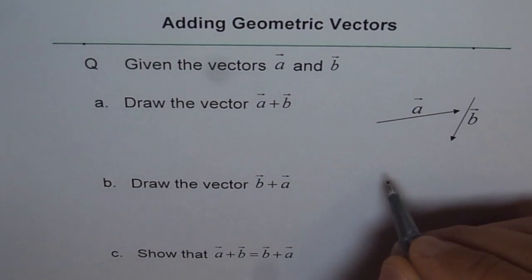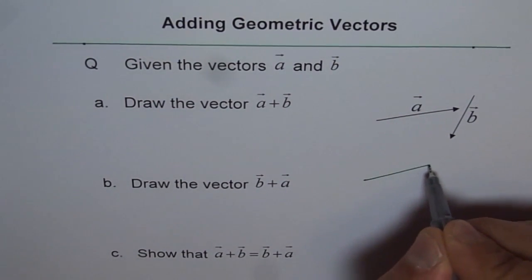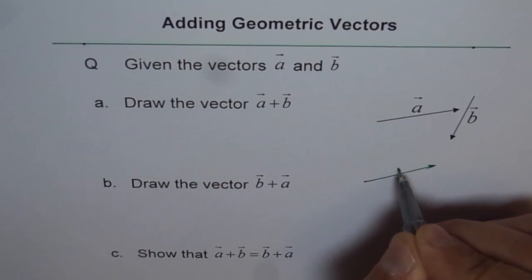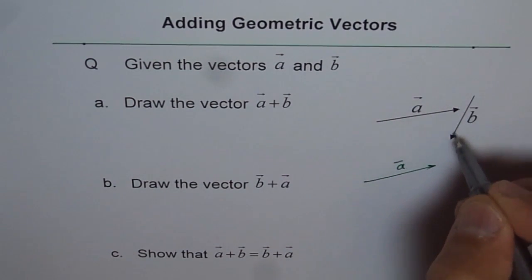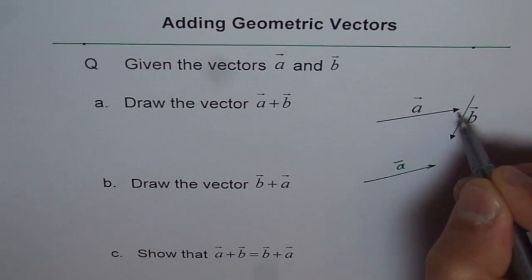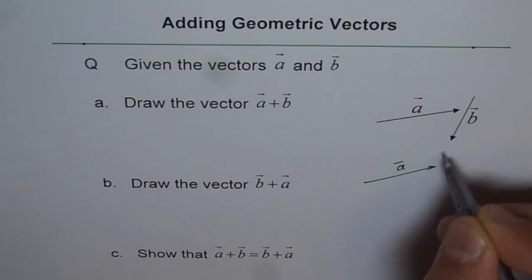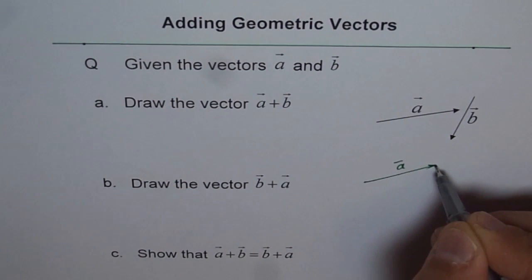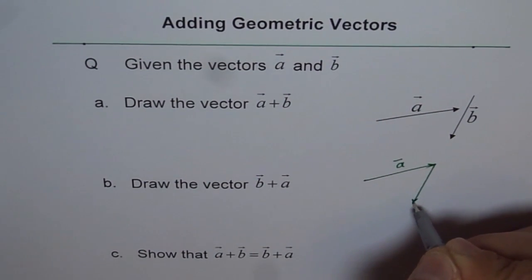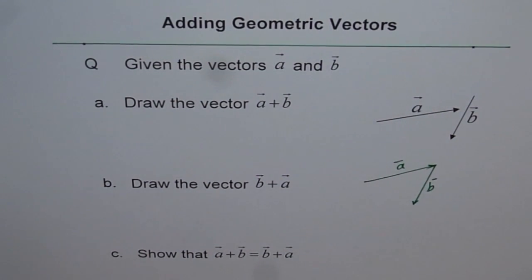So let me redraw it. So vector A, this is my vector A, and that is vector B. So we'll place this tail on this head and then complete a triangle. So this is vector B. Let me bring it like this. That is vector B for us, correct?